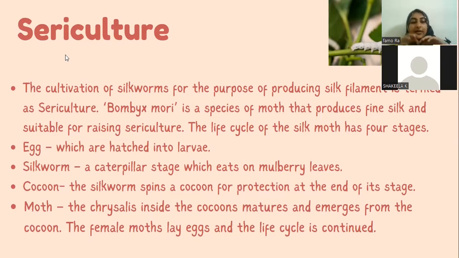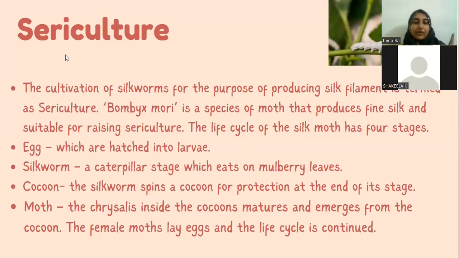The organism that comes out of the cocoon is called the chrysalis. So inside the cocoon it will mature and emerge out. Now that is the female moth stage. Just like a butterfly's life cycle, we know that the larva or the caterpillar will turn into a butterfly, right? Here in this case, it is a moth, not a butterfly.